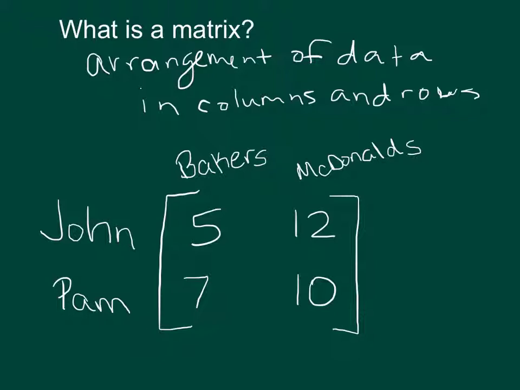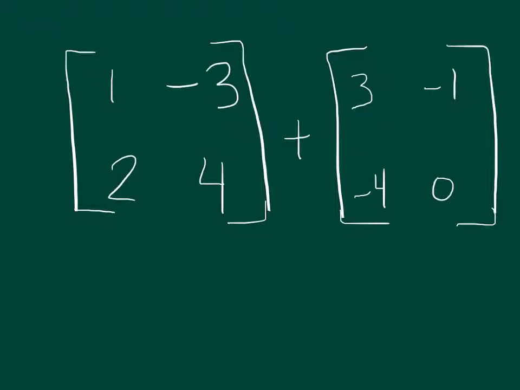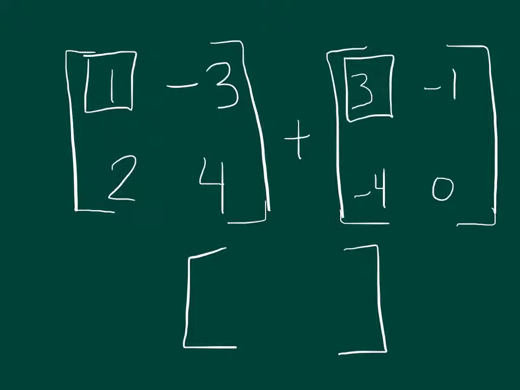So today we're going to be learning about how to actually work with our data. So here are two matrices and they want us to add them. So what we do is, first of all, we can make our matrix. Okay, and we just take each one, so the 1 and the 3 are in the same spots, and we add them. So 1 plus 3 is 4.